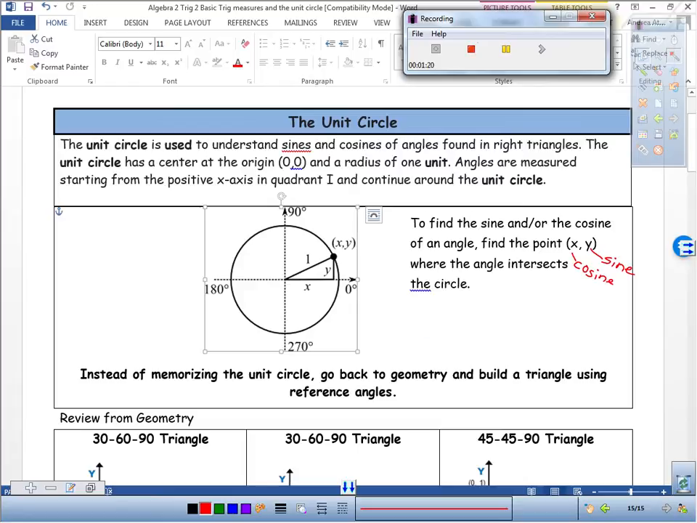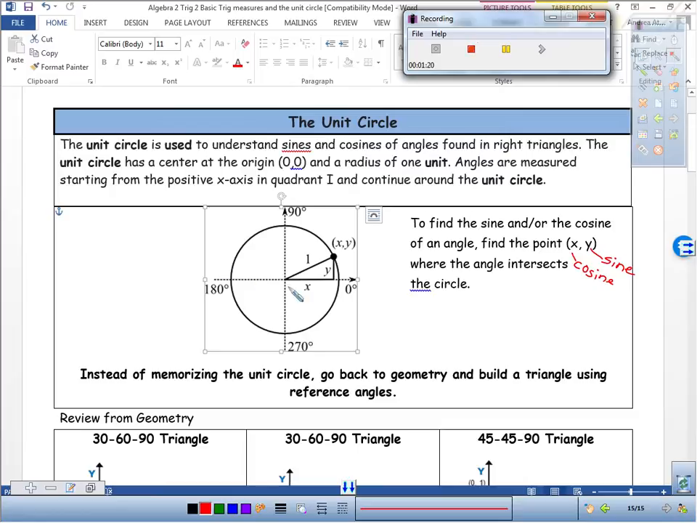Cosine and sine. This is very important to remember. I always remember that it's alphabetical order. Cosine first, then sine, because x and y are also in alphabetical order. So cosine, then sine. The whole point of this is to be able to find the cosine and the sine of a given angle.